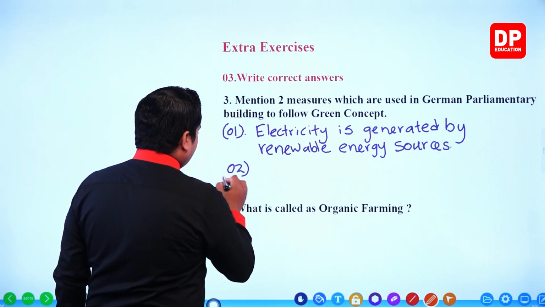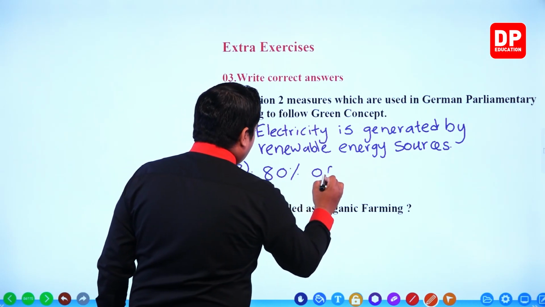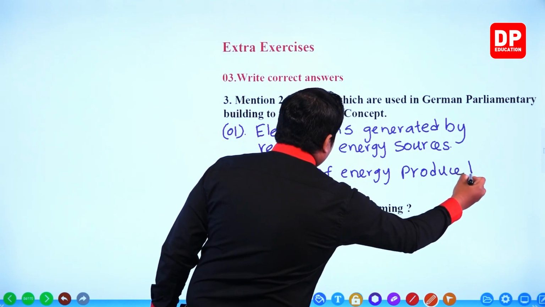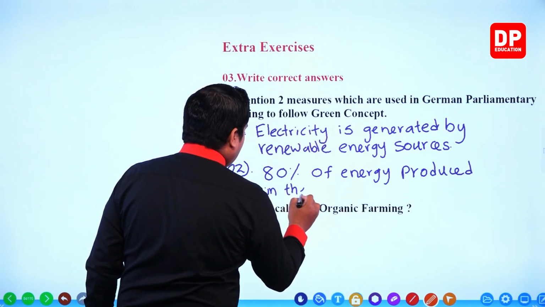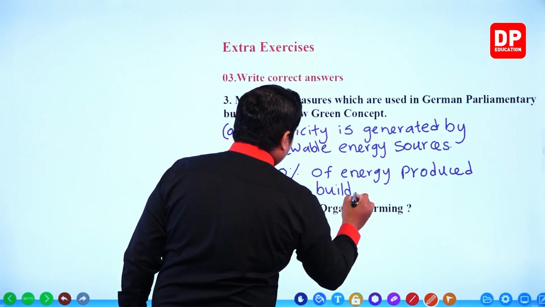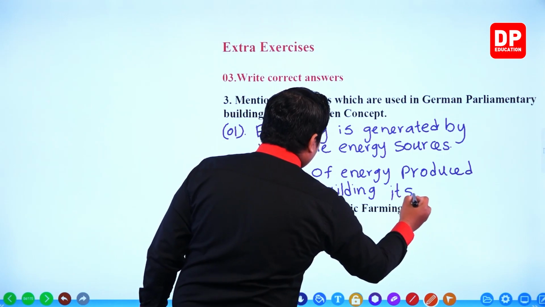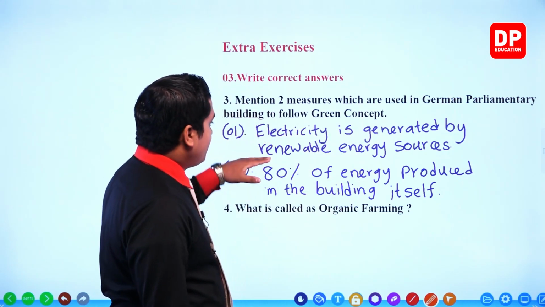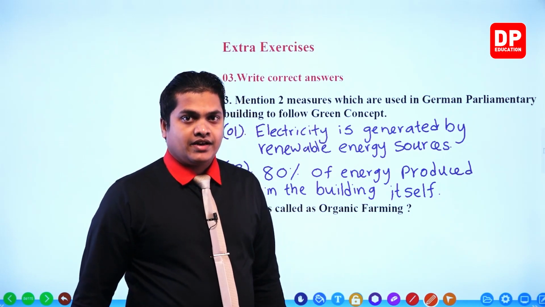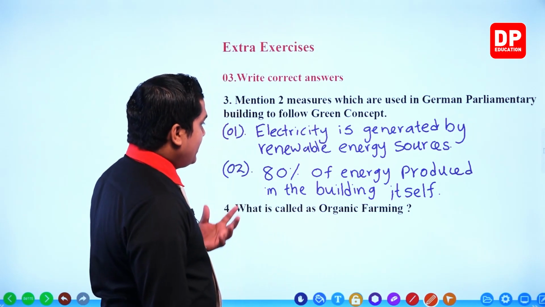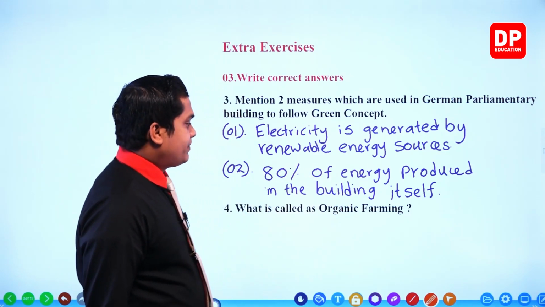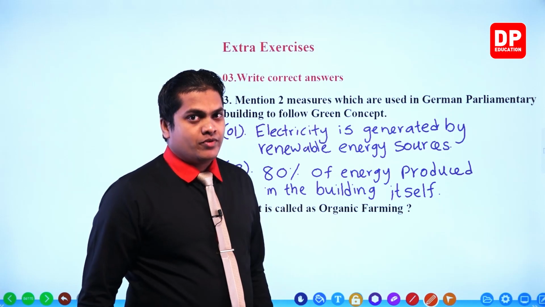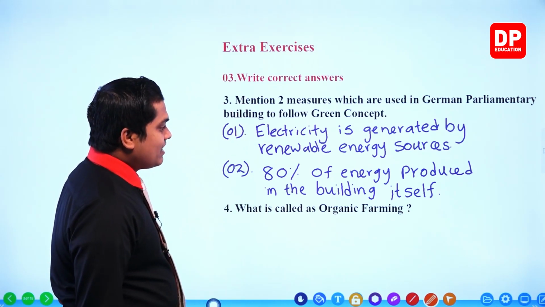Next one, 80% of energy produced in the building itself, right? So electricity is generated by renewable energy sources. And my dear children, the other thing is that 80% of the energy is being produced within the building itself, right? 2 measures.